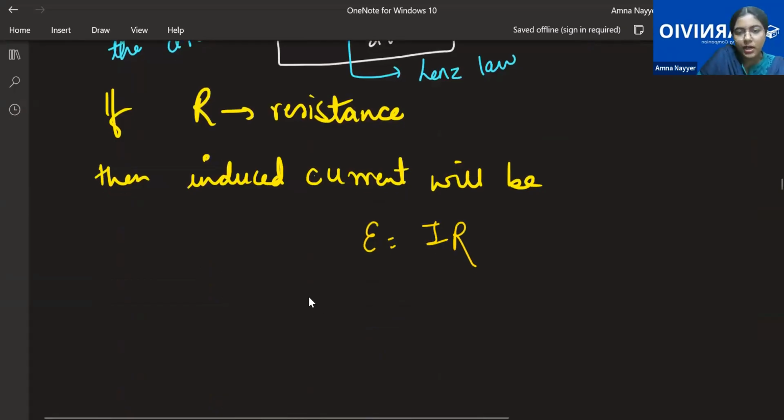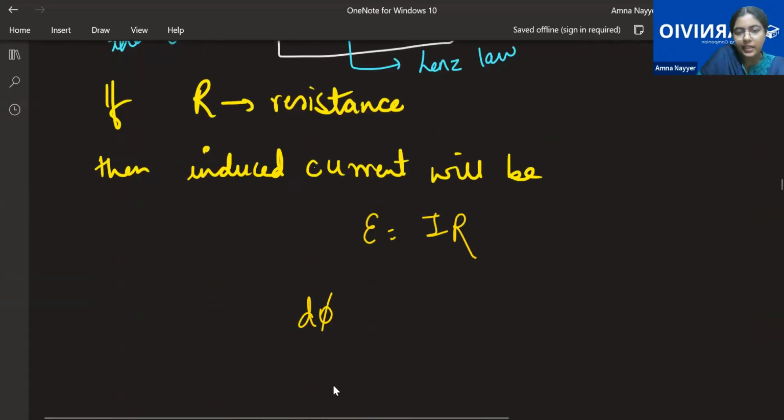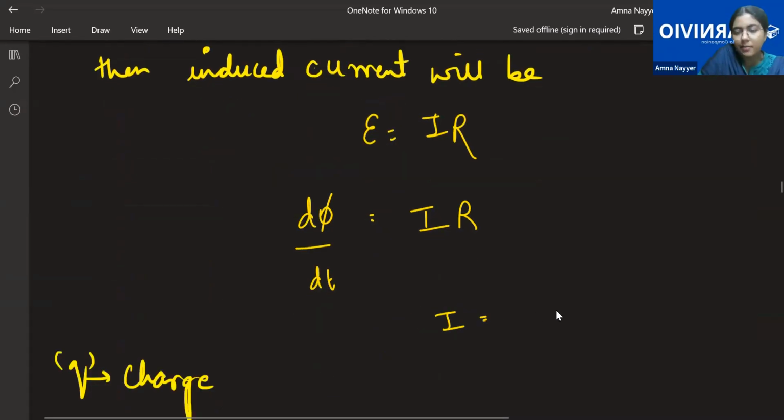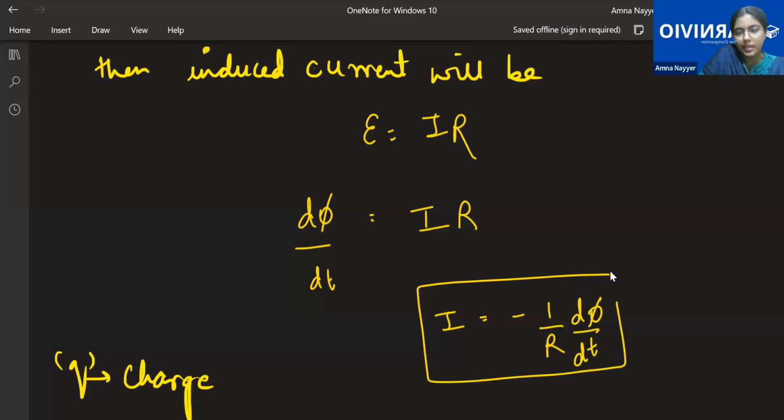E is what? dφ over dt. It is equal to IR. So from here, the value of induced current will be minus 1 by R dφ over dt, where R is the resistance. Now let's say Q is the charge.